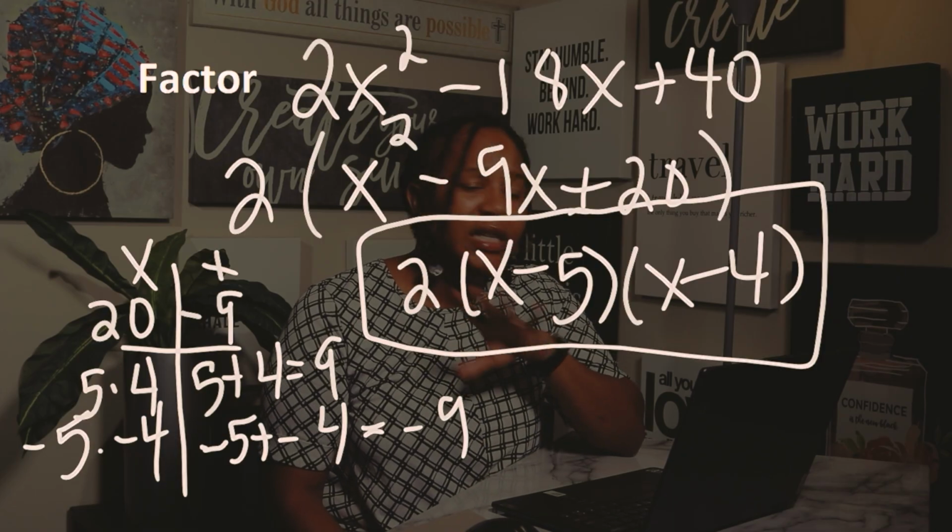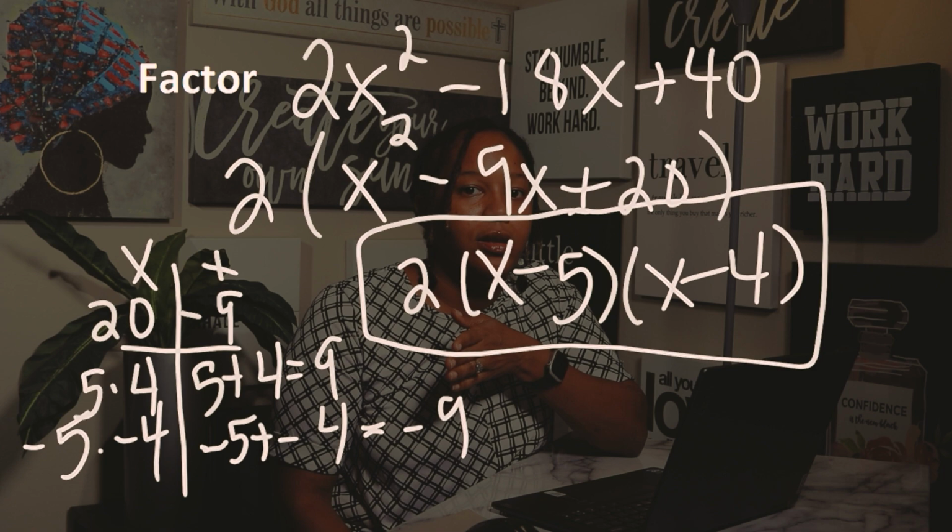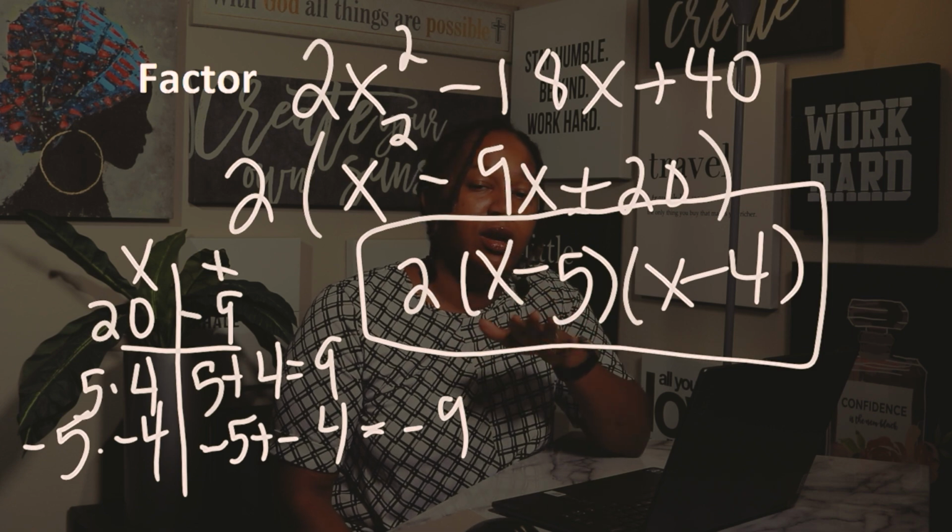All right. And so this is how you factor trinomials when the leading coefficient is 1. You just find factors of the last term that add to the middle term. Pretty straightforward.